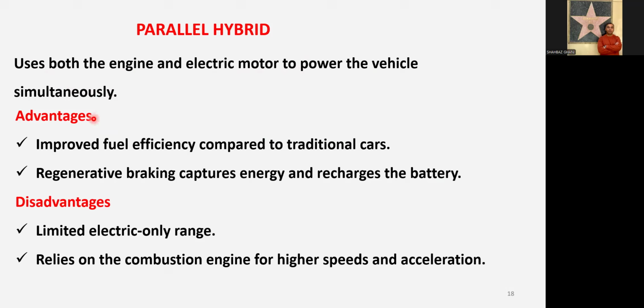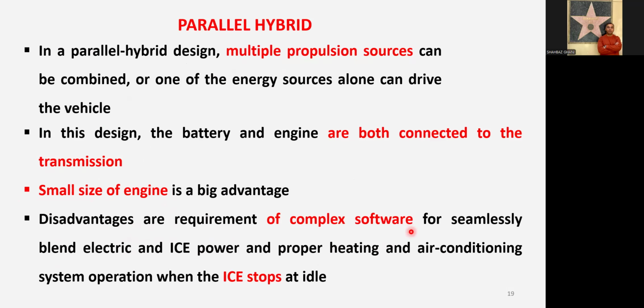Now, a few advantages and disadvantages. It's improved fuel efficiency compared to traditional cars. Regenerative braking captures energy and recharges the battery. In disadvantages, we have limited electric only range, and it relies on the combustion engine for higher speed and acceleration. Let's see the diagram.